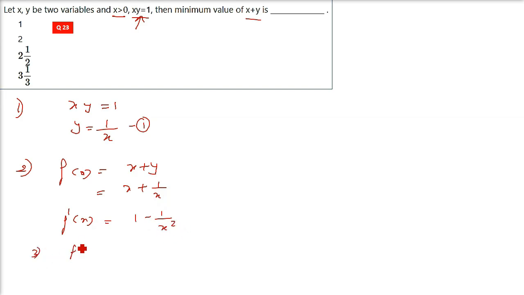And then the next step is going to be equating it to 0. So 1 minus 1 by x square equals 0. That is 1 by x square equals 1. That is x square equals 1. That is x equals plus minus 1.